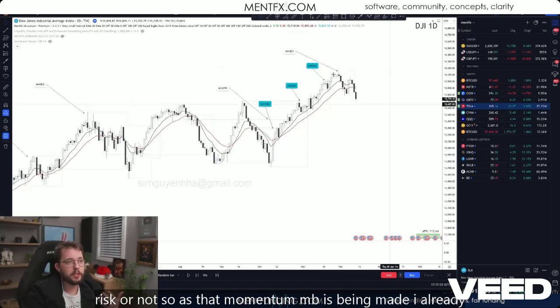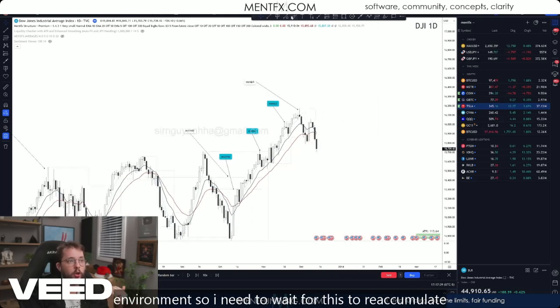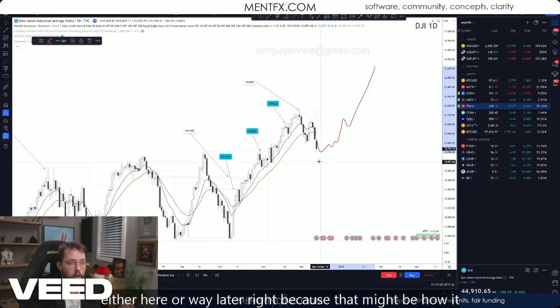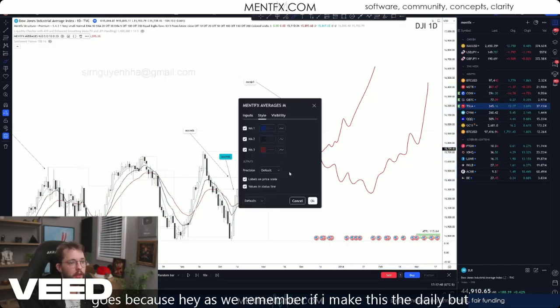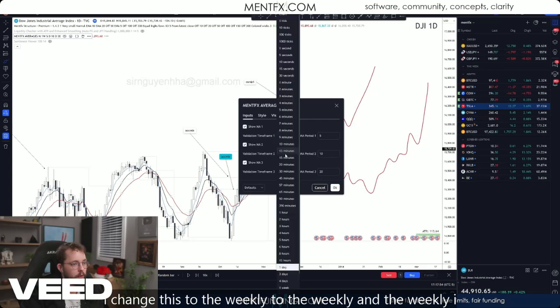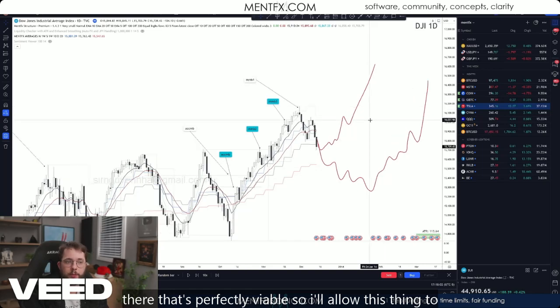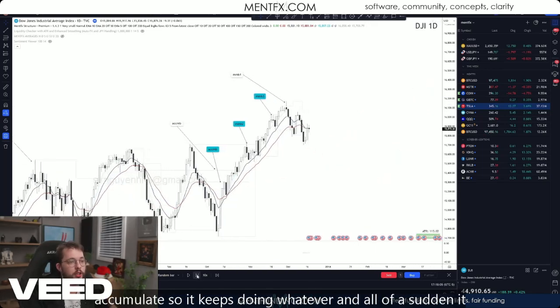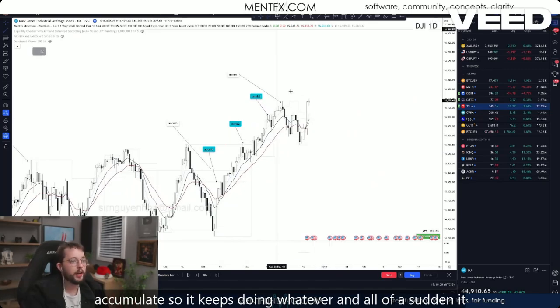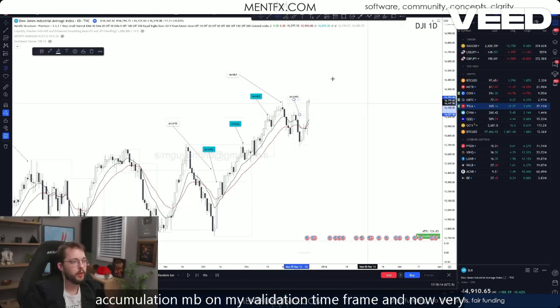So as that momentum MB is being made, I already know the validation is going to be in an untradable cycle or environment. So I need to wait for this to reaccumulate either here or way later, right? Because that might be how it goes. Because, hey, as we remember, if I make this the daily, but I change this to the weekly, I know price can come down into the 20 and get bought up around there. That's perfectly viable. So I'll allow this thing to accumulate. So it keeps doing whatever, and all of a sudden it clearly accumulates out of this point and creates an accumulation MB on my validation time frame.